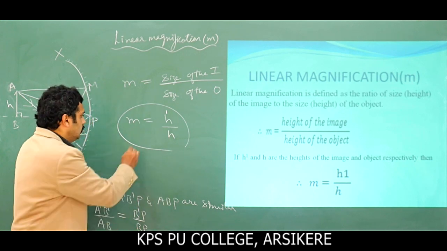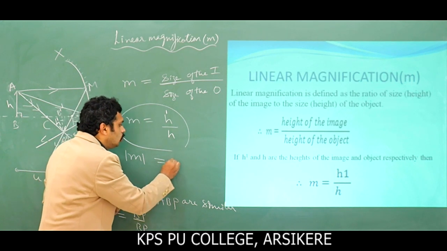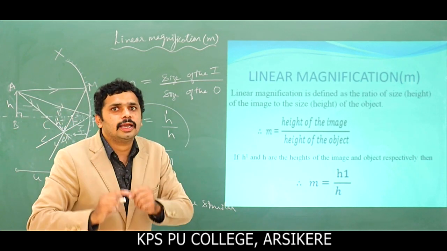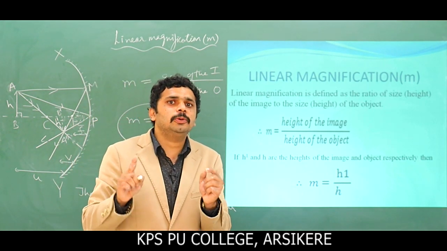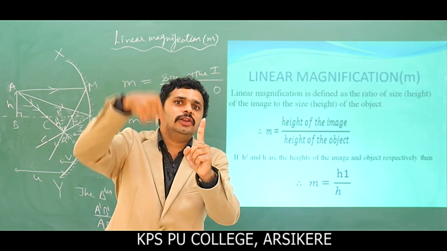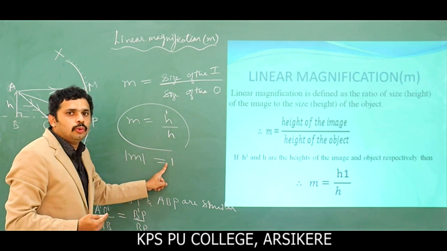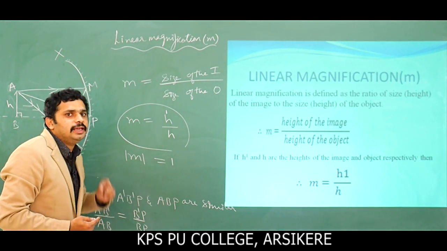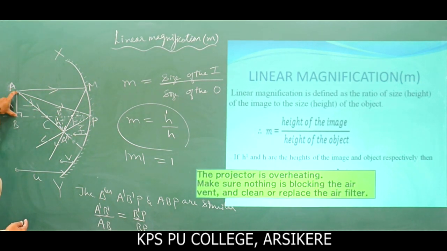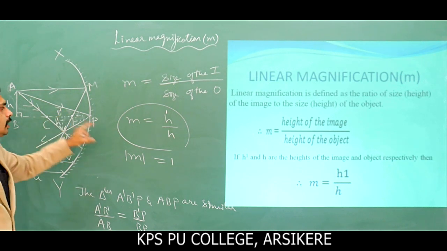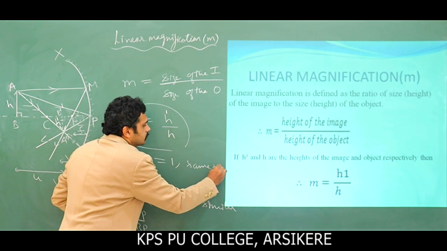Got it? It's clear? Now, suppose the magnitude of magnification is equal to 1. M may come negative or positive. Negative means inverted image, positive means virtual image, that's all. Here m is equal to 1. M is equal to 1 means same size as the object. The image comes the same size as the object. If m is equal to 1, then same size as the object.